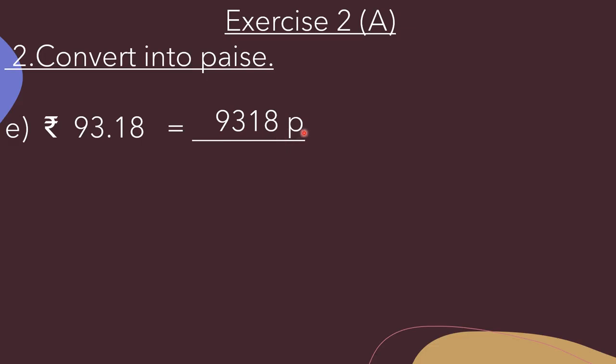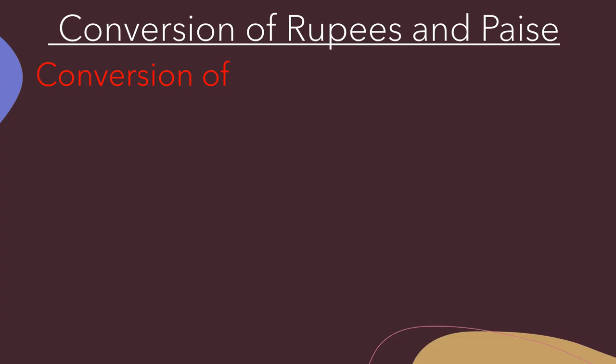99,318 paise. Understood, beta? Only remove this point and write down the full number. After that we have to write paise. Now in F part, rupees 34.25 is equal to dash. So here again we have to convert it into paise. So we have to remove the point only, and the amount is 3,425 paise. Okay, beta?